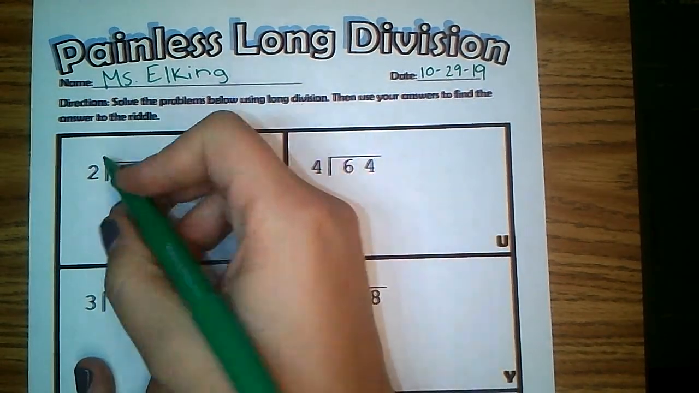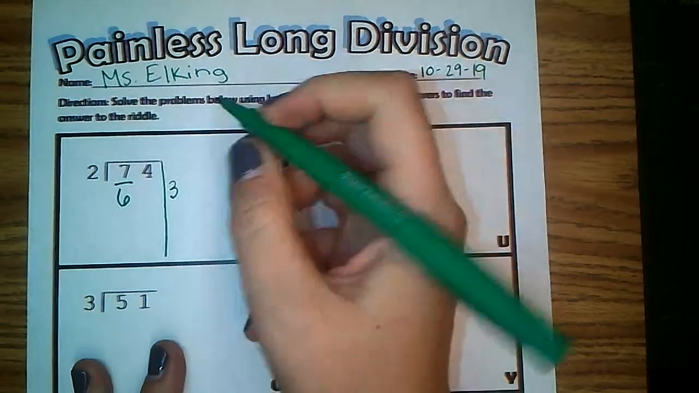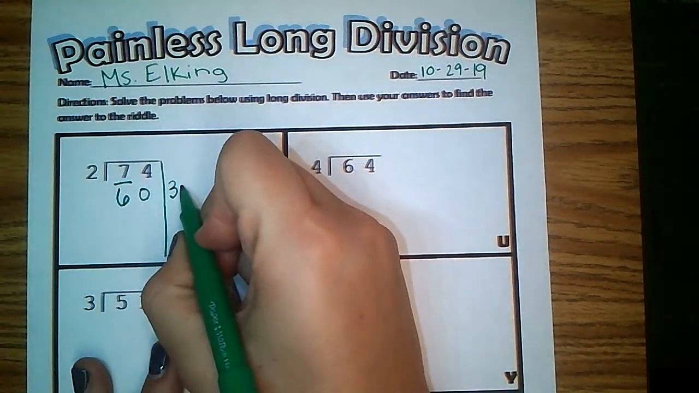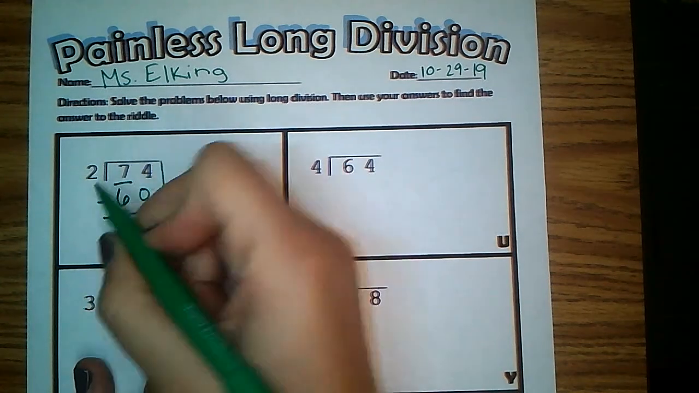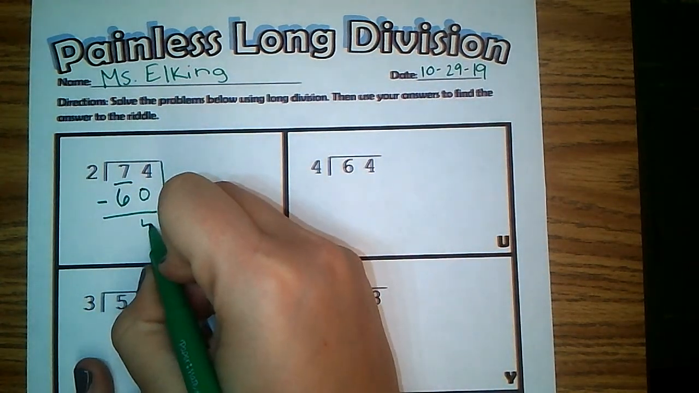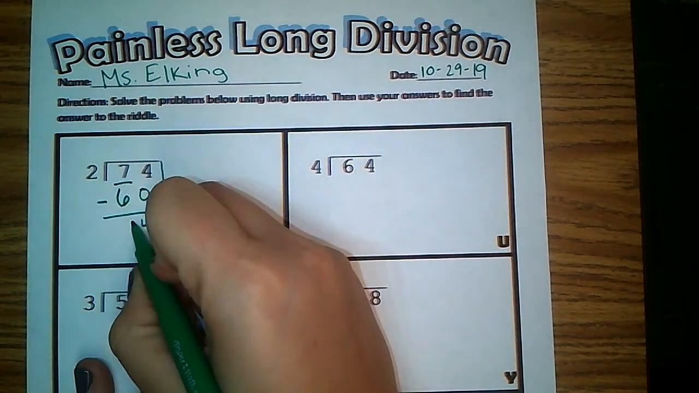2 times 3 is 6. Add a 0 here. Then we're going to subtract. 4 minus 0 is 4. 7 minus 6 is 1.